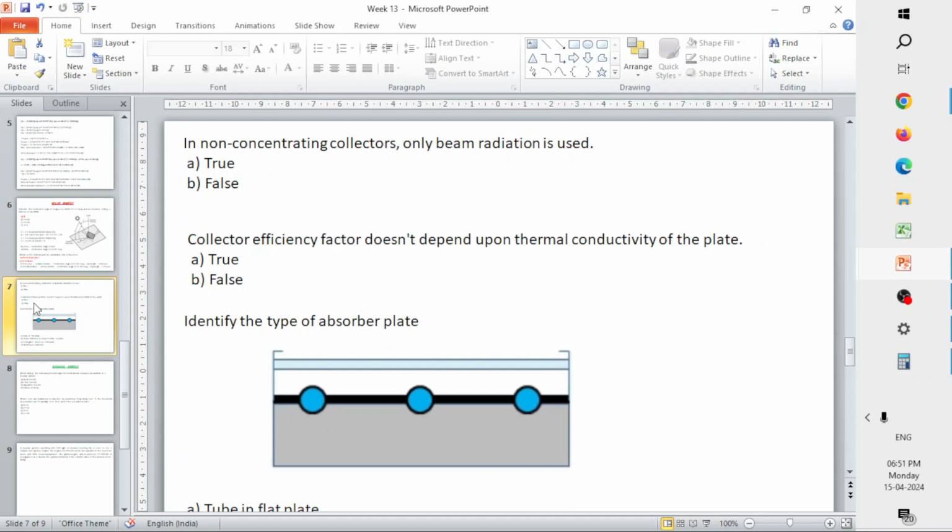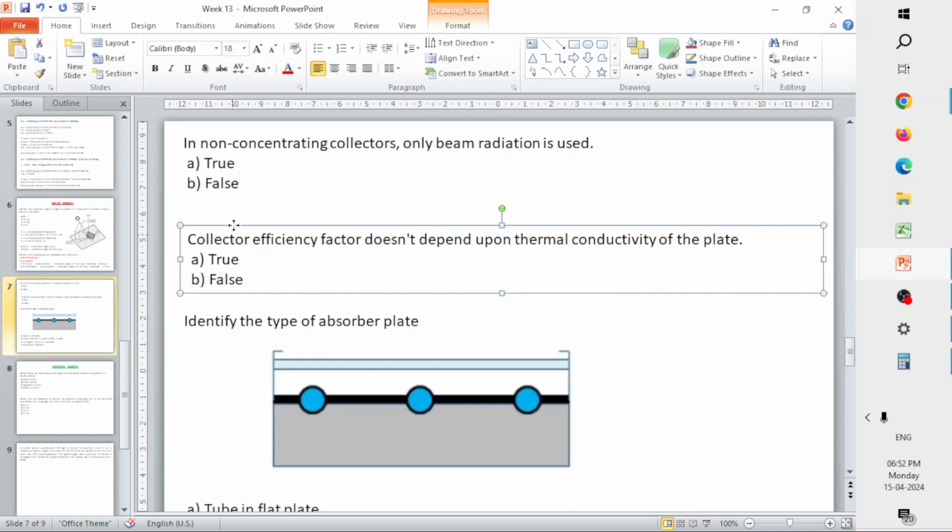In the case of the concentrating collectors, you have a concentrator, and that concentrator will help in concentrating the solar radiation. So over there, in the concentrating collectors, it is only the beam radiation that will be used for the energy storage purpose. Whereas in the non-concentrating collectors, since you don't have a concentrator in the system, the entire global radiation, that is the sum of beam plus diffuse radiation, will participate in the energy storage process.